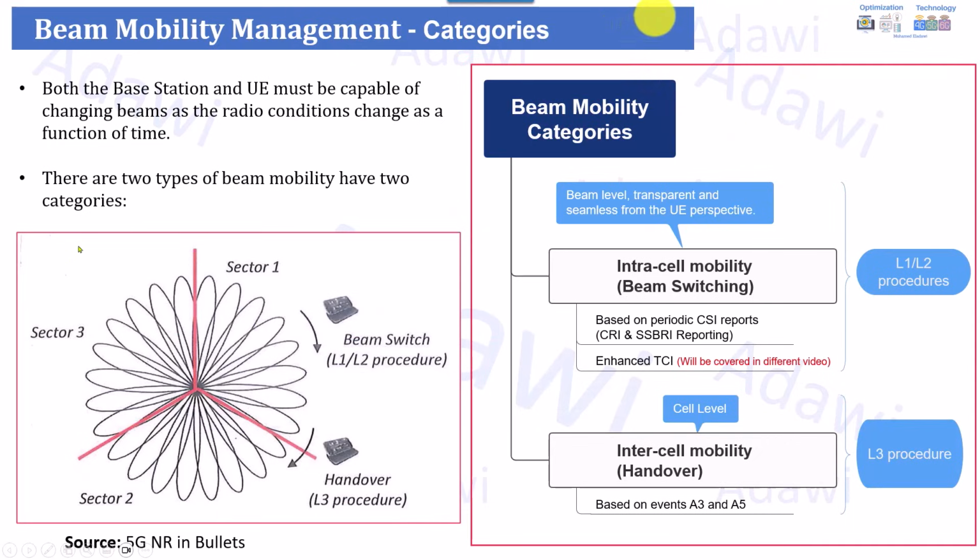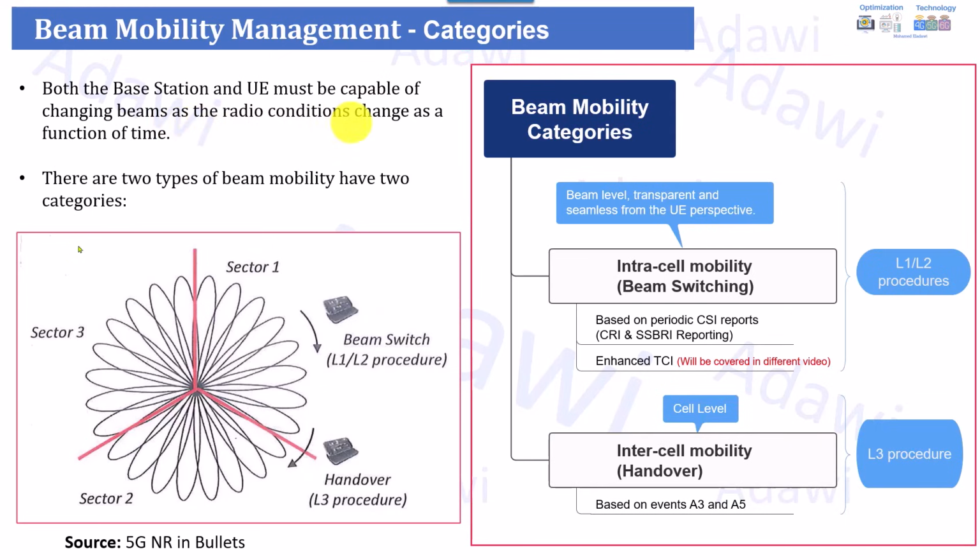So as you can see in this slide, in general, the beam mobility management in 5G massive MIMO is divided into two different categories, as you can see in the figure in the bottom left here, or in the summary in the top right, or on the right side of the slide. First of all, you should know, based on this comment, the base station and UE must be capable of changing beams as the radio condition changes.